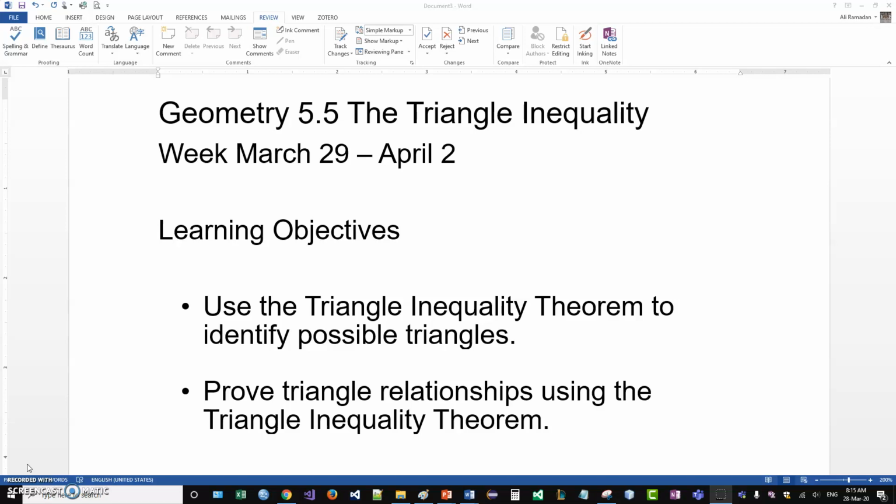Our learning objectives: use the Triangle Inequality Theorem to identify possible triangles and prove triangle relationships using the Triangle Inequality Theorem.